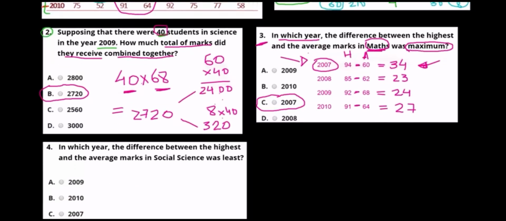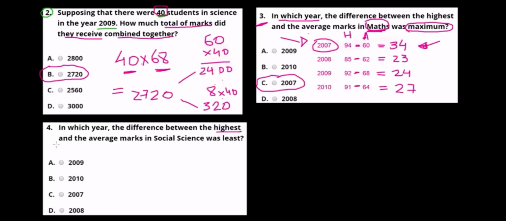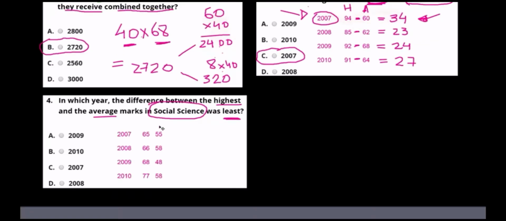Let's take a look at the last question. They're saying, in which year the difference between the highest and the average mark in social studies was the least? So in this particular question, they want the mark that was the least in social studies in one of the 4 years. Let me list them down again. All right, again, I listed them down, all the numbers over here, using the information from social science.